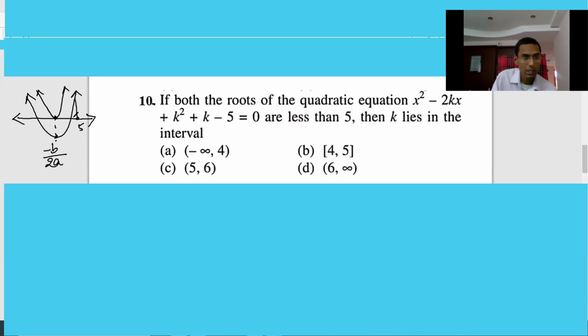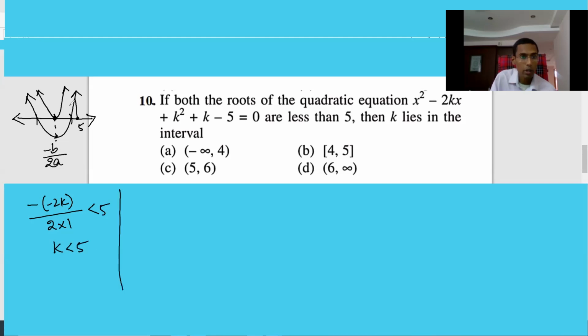So both the roots are less than 5. This root and this root. Or if in this case, if the graph is like this, both the roots are equal also, both the roots are less than 5. So first is minus b by 2a, already explained. Minus b is 2k. Minus of minus 2k, minus b by 2a. 2 is 2 into a. This is less than 5. That is k less than 5. This is one result we get.